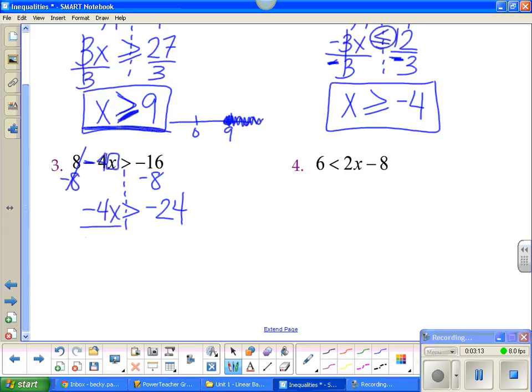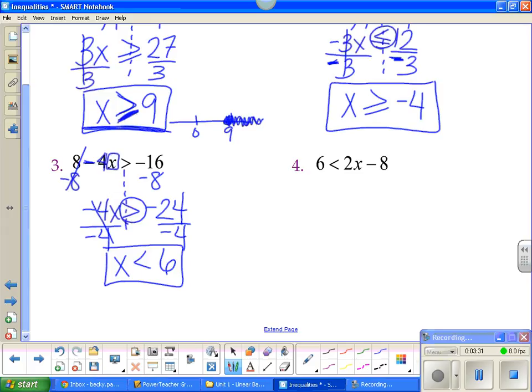And then I'm going to divide by a negative 4. And those are the magic words. When you divide by a negative, you have got to flip that sign. So it goes from a greater than to a less than. And then a negative 24 divided by a negative 4 is a positive 6. So x is less than 6.